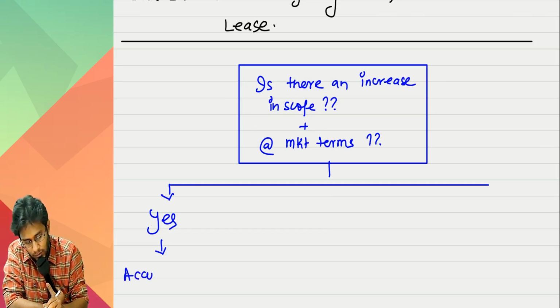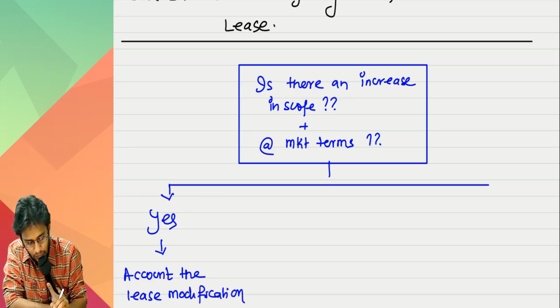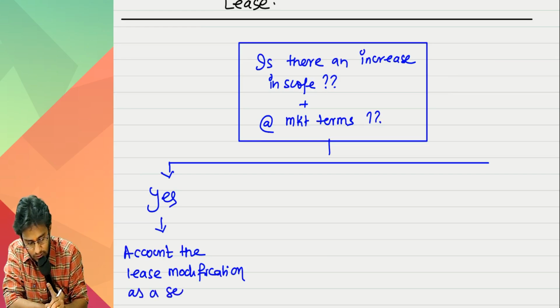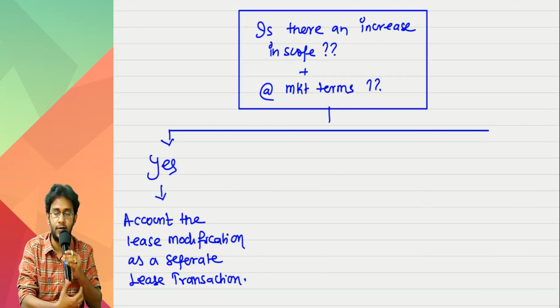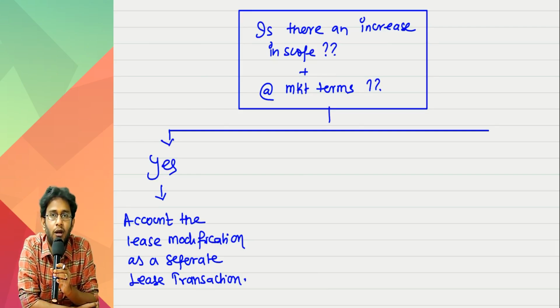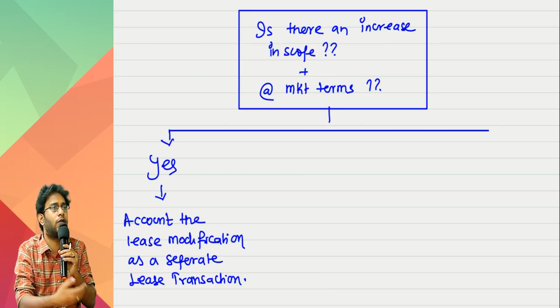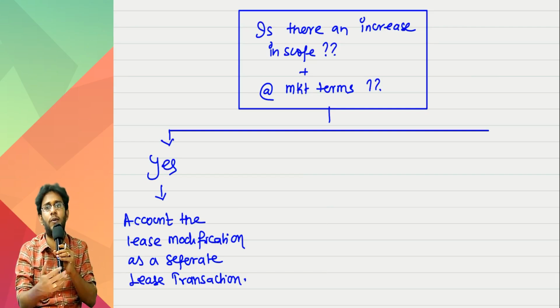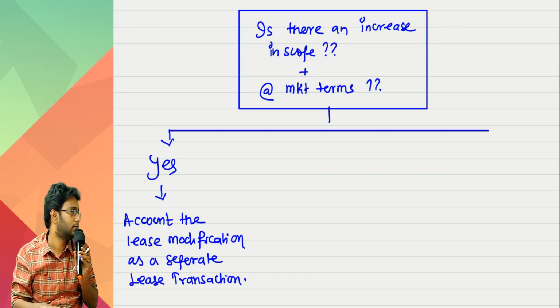So account the lease modification as a separate lease transaction. I have given one floor on lease. The lessee comes to me and tells me that, sir, he wants another floor also on lease. Another floor also, you give it on lease, account it as if a separate asset is given to a separate customer. As simple as that.